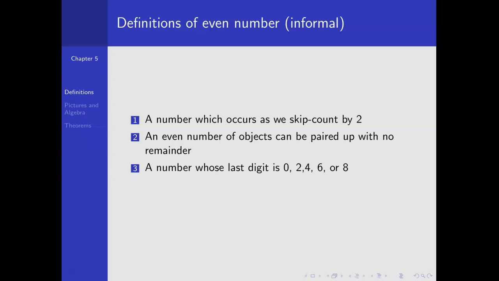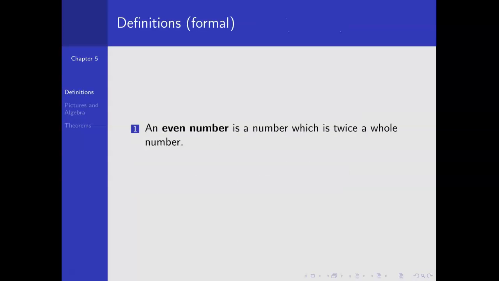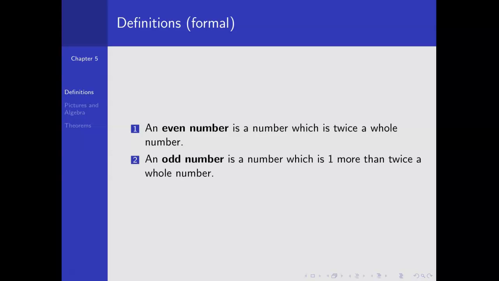You might think an even number is a number whose last digit is 0, 2, 4, or 6. Or you can think of it as a number which is twice a whole number. And in fact, that is our formal definition, that an even number is a number which is twice a whole number. But when we talk about even numbers, we also need to talk about odd numbers, and that leads us to our next definition, which is that an odd number is a number which is one more than twice a whole number.